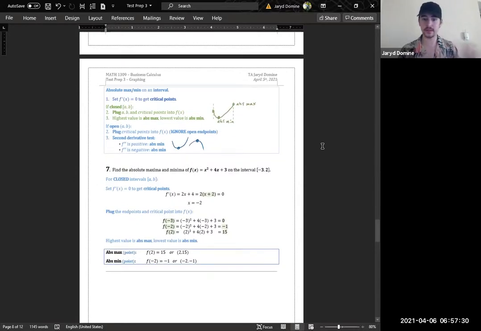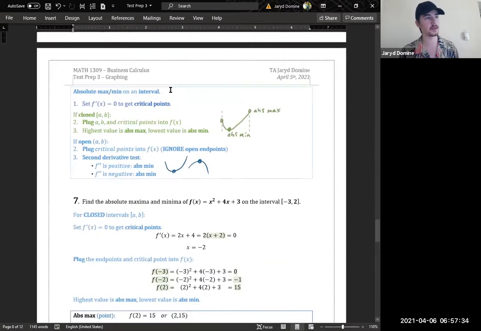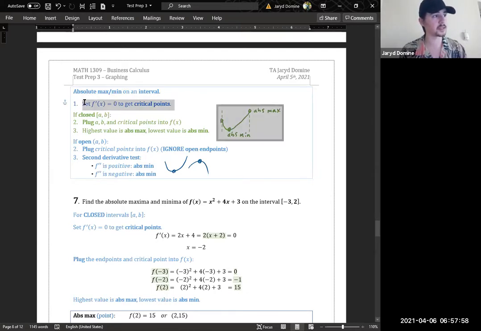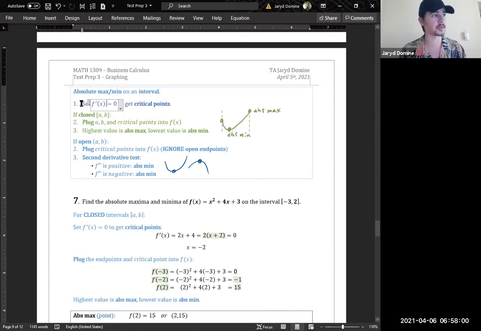Okay, 7 and 8. Let's keep going. 7 and 8. These are about absolutes, absolute max and mins. So these are the highest and the lowest points in an interval. So previously we were looking at just locals, which means a point that's higher than the others nearby. But now we want the point that's the highest out of all the points in the function. So I'm just going to tell you how to do it. So step 1 is always to get the critical points, because we're always going to need to look at the critical points.